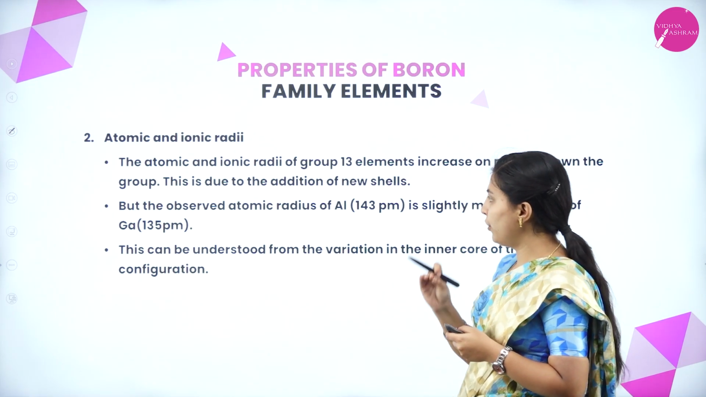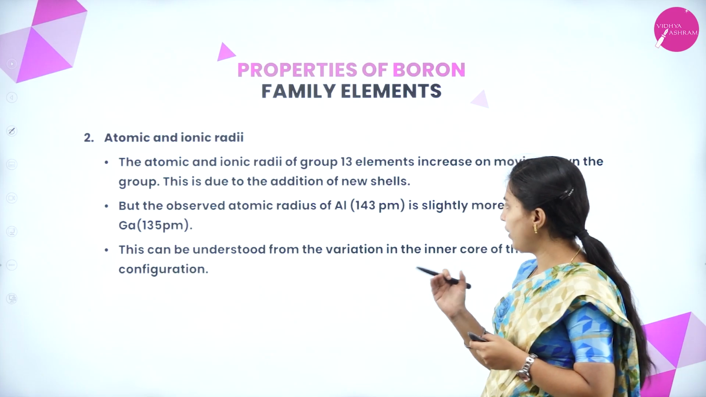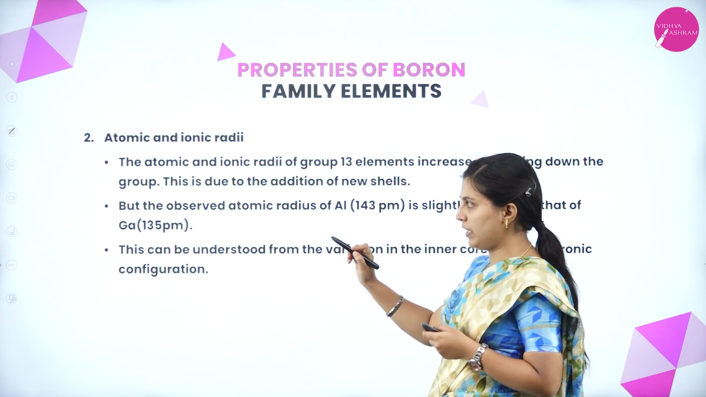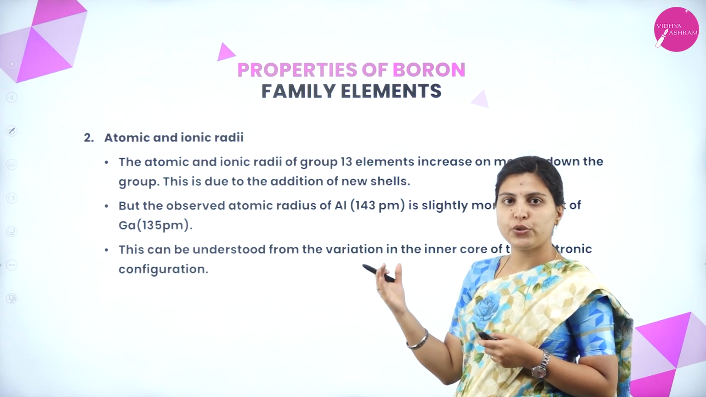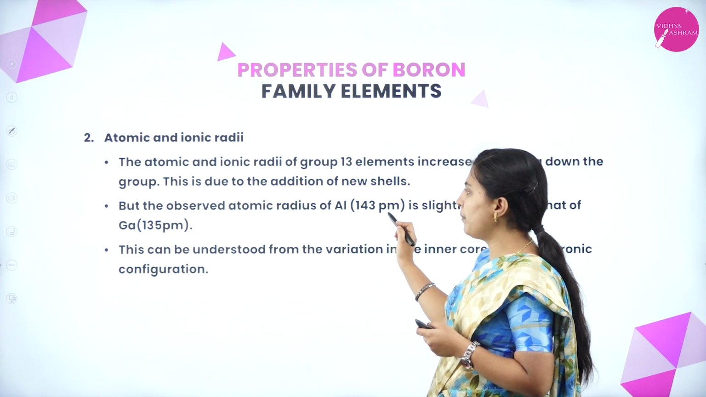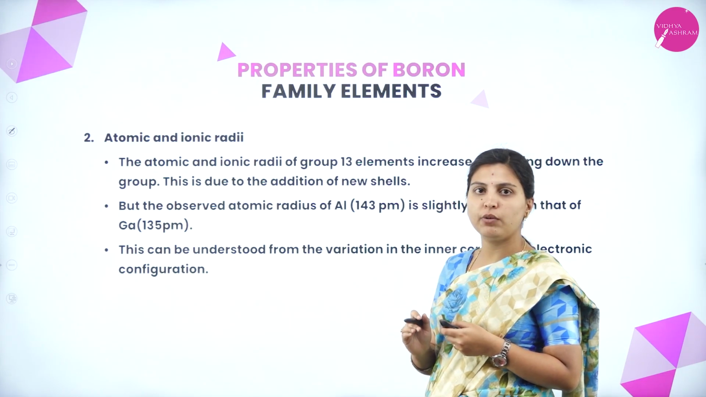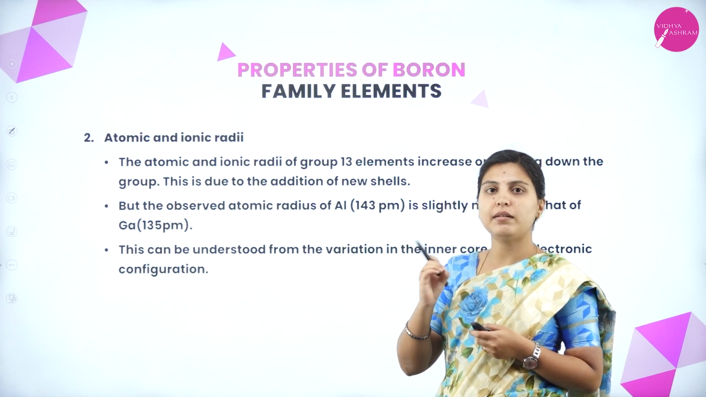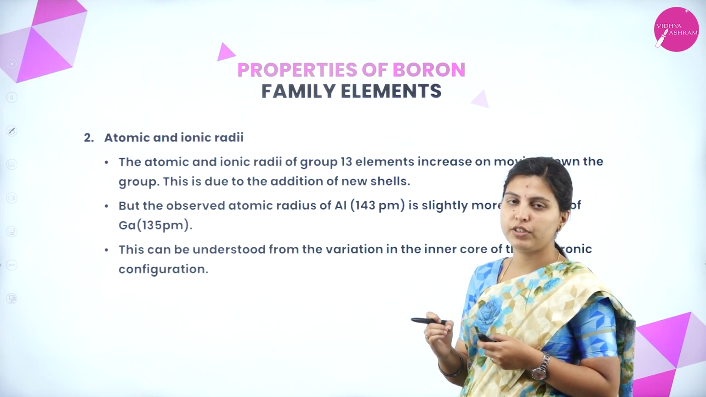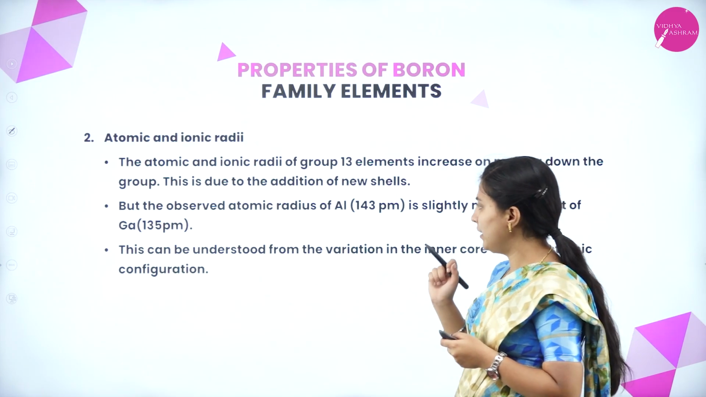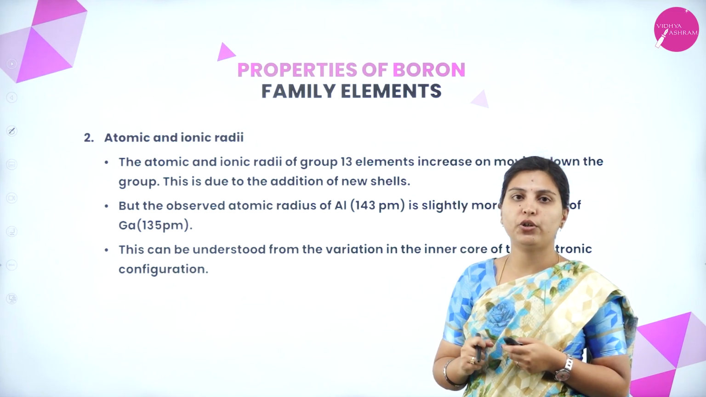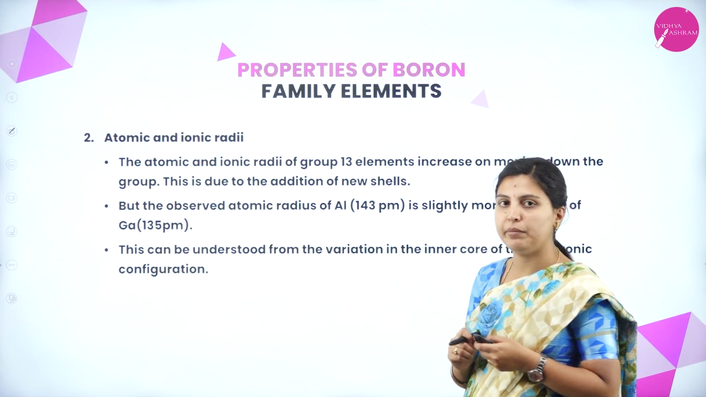We know that due to that variation, what we have seen here, after aluminium, gallium is present. Its atomic size should be more, but aluminium has 143 picometer, and gallium has 135 picometer. There are some changes which are not according to the periodic trends followed in the periodic table. This is due to the variation in the inner core electronic configuration of p block elements.